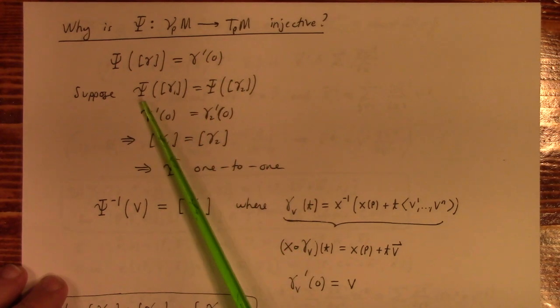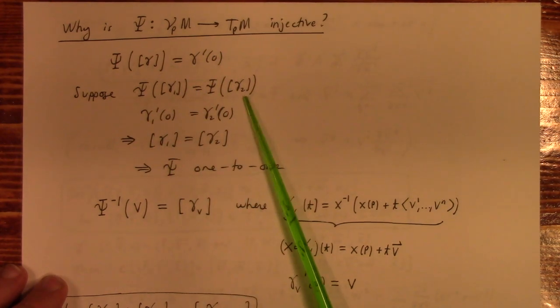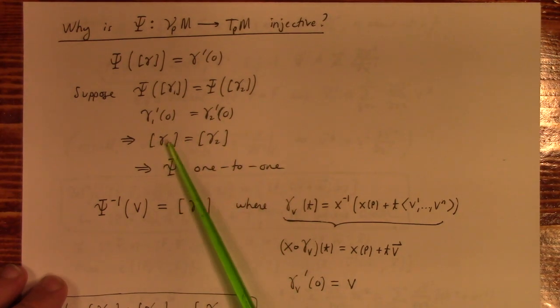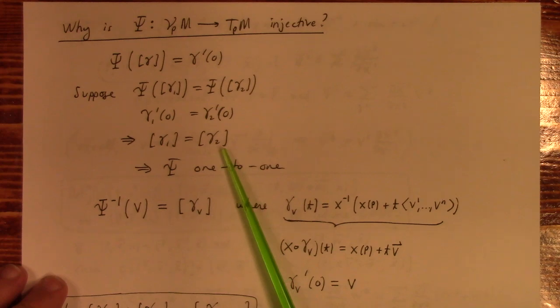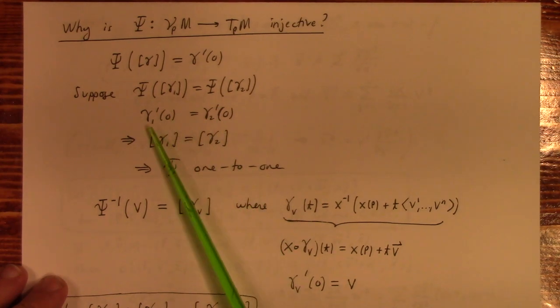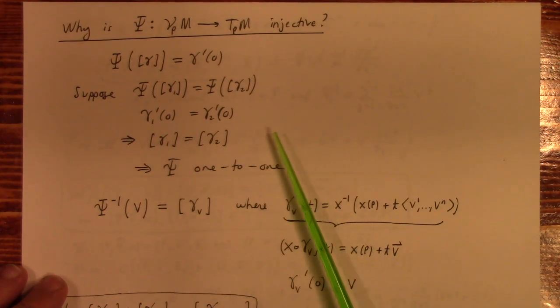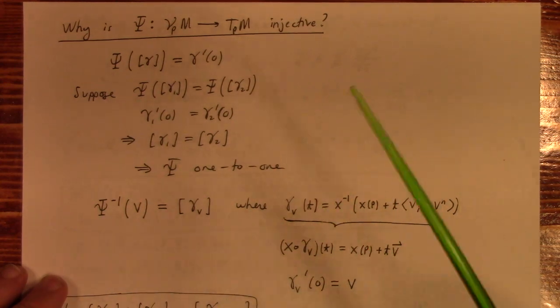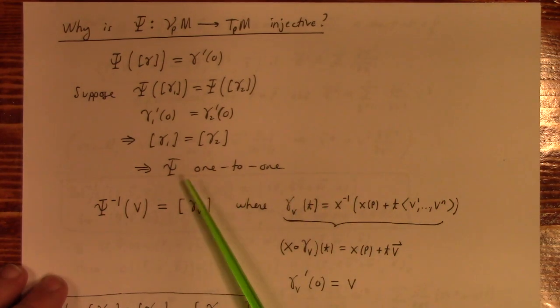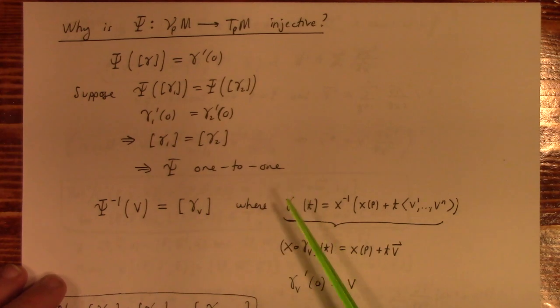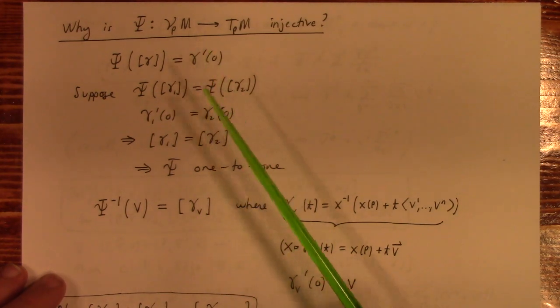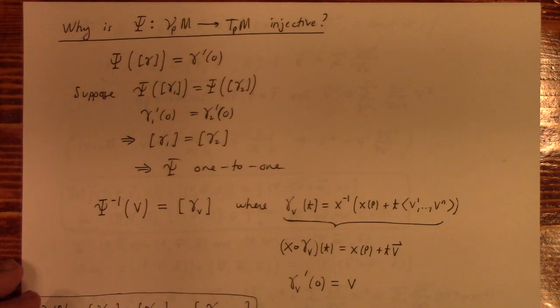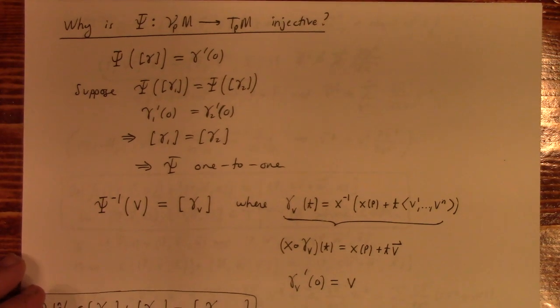Let's see here, so suppose we have psi of gamma 1 is psi of gamma 2. That gives us gamma 1 prime of 0 equals gamma 2 prime of 0, but by definition of the equivalence classes of curves being equivalent, that means gamma 1 is equivalent to gamma 2, because in context here, they're both curves through P, right? Okay, fine. So therefore, psi is one to one, which shows you that, in fact, that is an isomorphism. And the inverse is actually easy enough to write down.